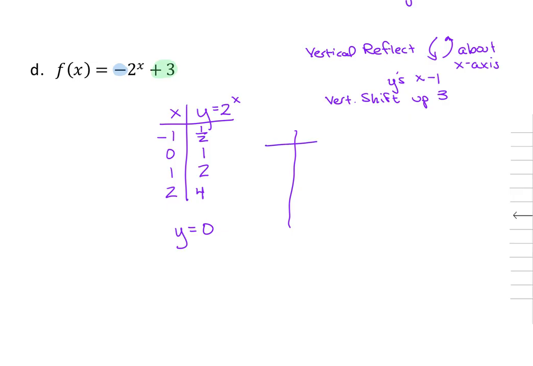Now you can do this in 1 or 2 tables. I'm going to do 2. And so the first thing I'm going to do is just reflect my y's. My x's are going to stay the same, -1, 0, 1, 2. And we just want to change the values of our y coordinates. And so we get -1/2, -1, -2, and -4. So in this table, all we've done is reflect.